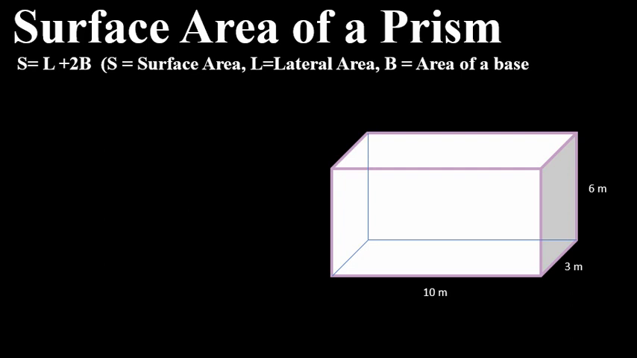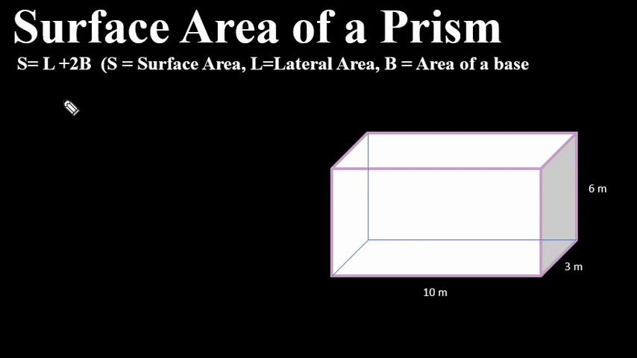Hi everyone, in this video I'm going to talk about the surface area of a prism. So here you can see the rectangular prism. In this prism the dimensions are given as 10 meters on this side, this is 3 meters, and this is 6 meters, the height. So the length, width and height, these three dimensions are given.